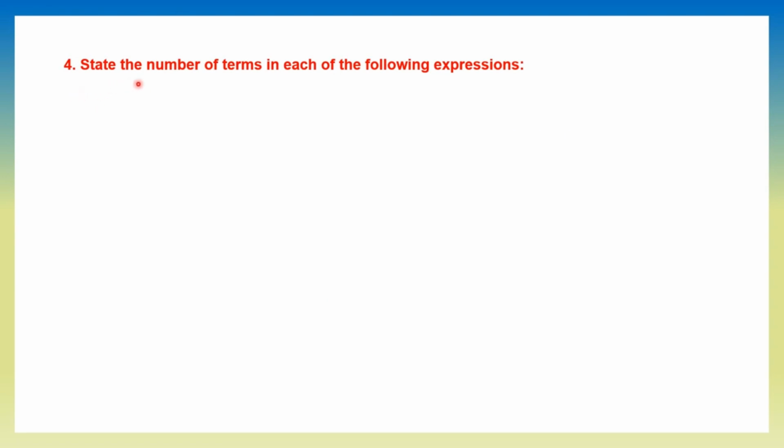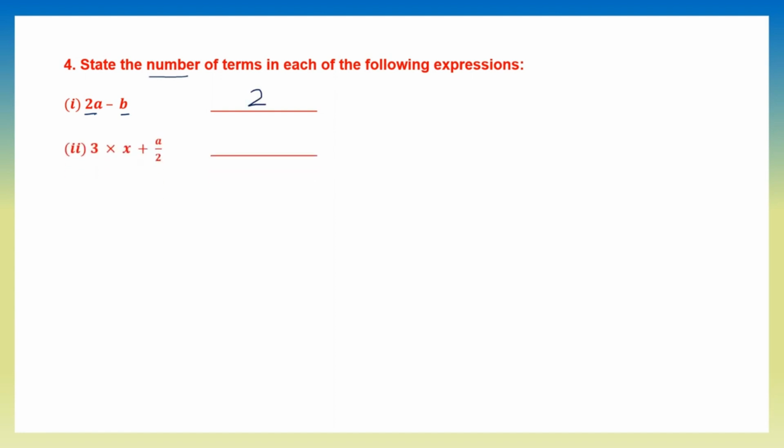Question 4. State the number of terms in each of the following expressions. So the first expression given to us is 2a minus b. So look out for the plus or minus signs. So this is a minus sign. That means it is separating two other terms. So here we have one term 2a and here we have another term. So the question is, state the number of terms. So there are two terms here.